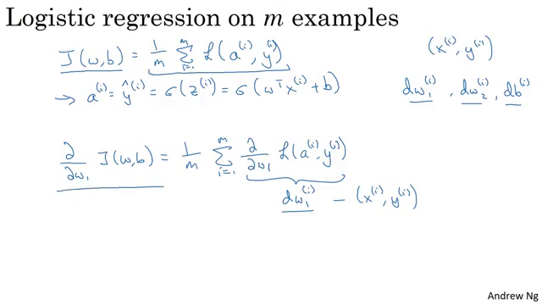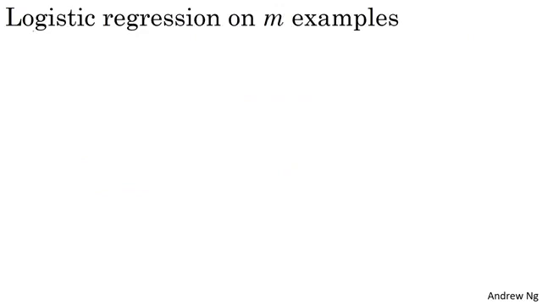I know that was a lot of details, but let's wrap all of this up into a concrete algorithm, into what you should implement to get logistic regression with gradient descent working. Here's what you can do. Let's initialize J equals 0, dw1 equals 0, dw2 equals 0, db equals 0. We're going to use a for loop over the training set and compute the derivatives with respect to each training example and then add them up.